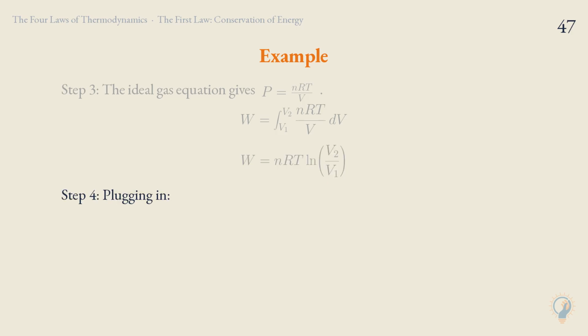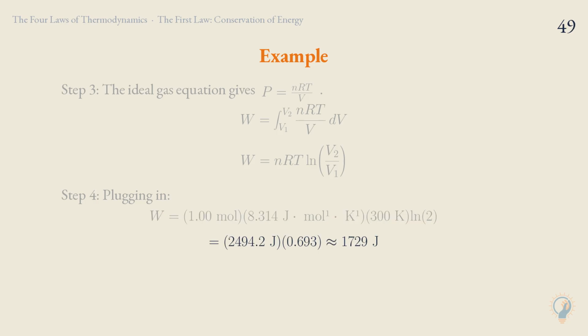Step 4. Plugging in. W equals 1 mole times 8.314 joules per mole per Kelvin times 300 Kelvin times the natural log of 2, which gives 2,494.2 joules times 0.693, or approximately 1,729 joules.